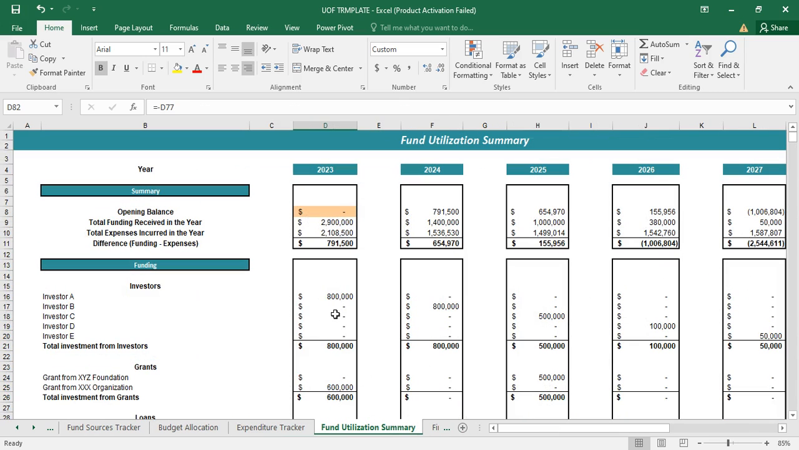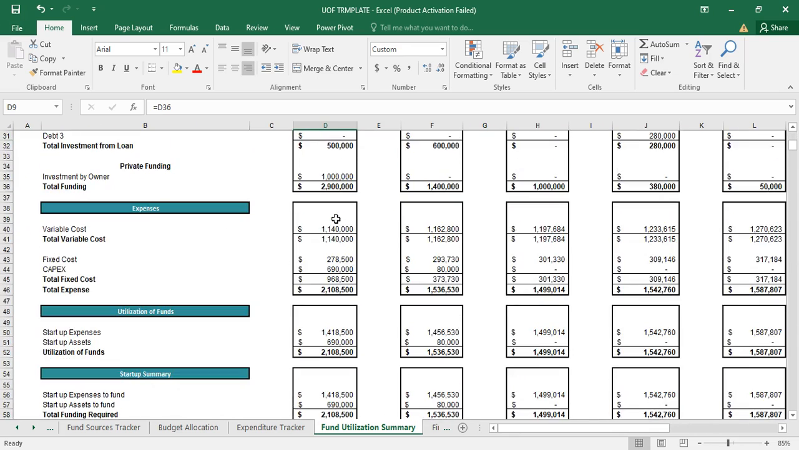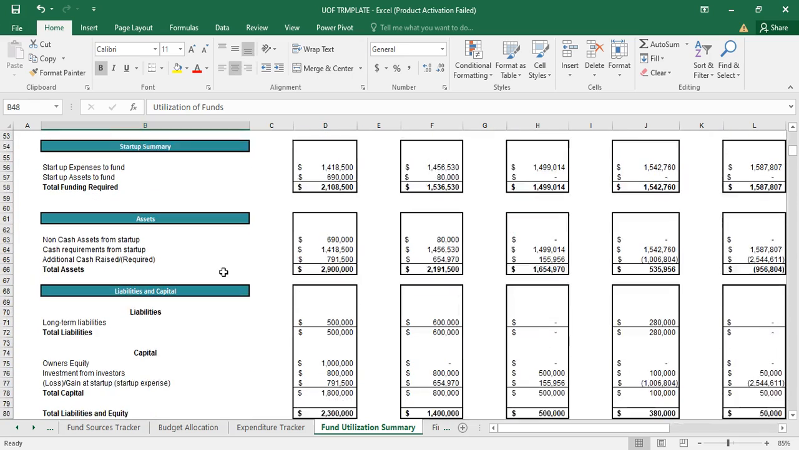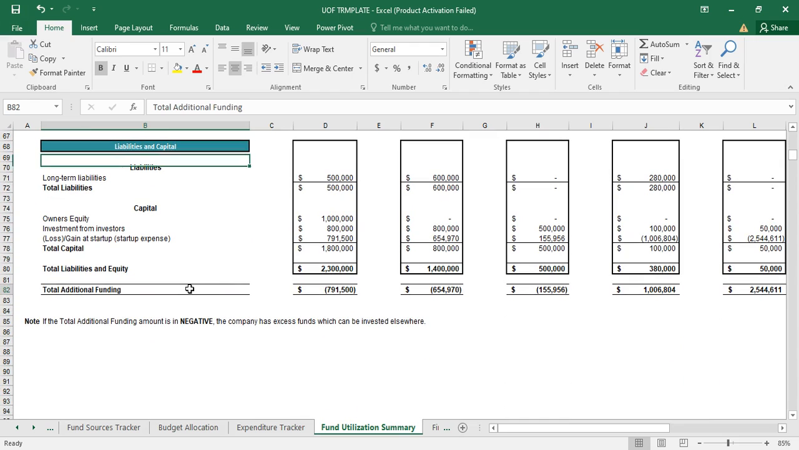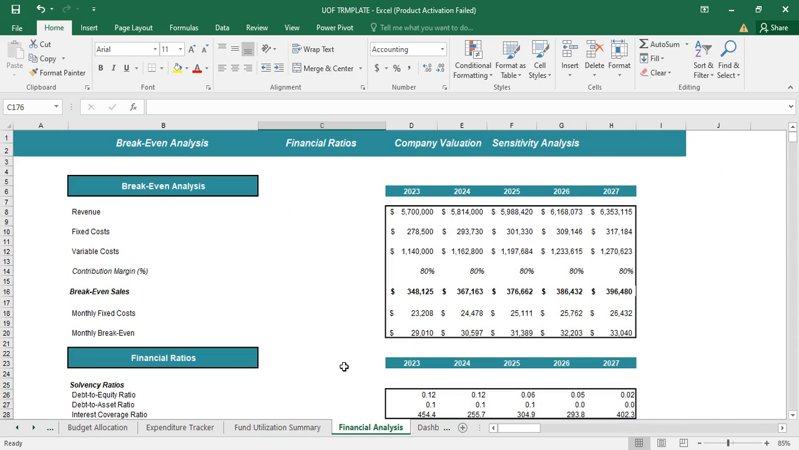Next is fund utilization summary. Here we have compared the total funds and the total expenses being incurred in a single year. So we have compared the total funding and total expenses for each of the years 2023 to 2027. As you can see, we have included utilization of funds section, total assets and total liabilities section, and then total additional funding at the end. This negative total additional funding shows that we have excess funds to utilize in some other resources.